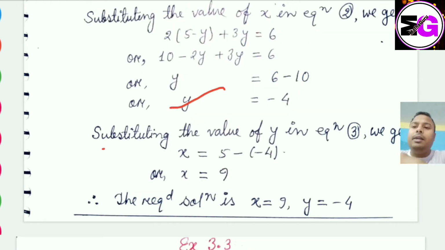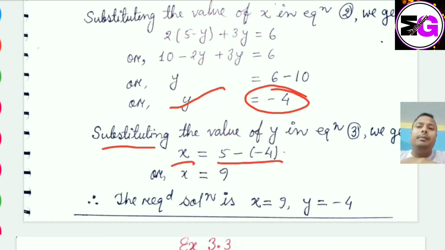Substituting the value of y, minus 4, in equation 3, x equals 5 minus minus 4, that is x equals 9. So the solution is x equals 9 and y equals minus 4.